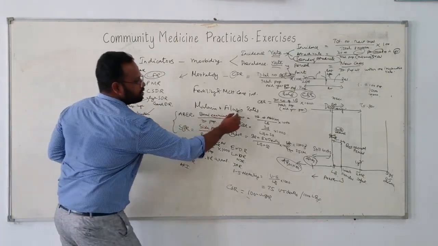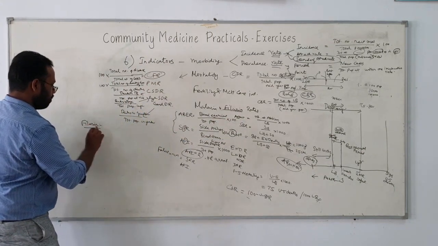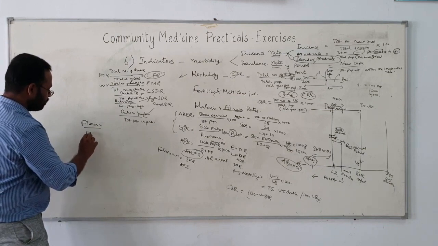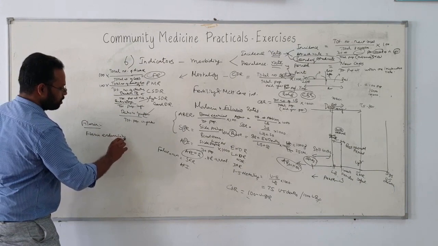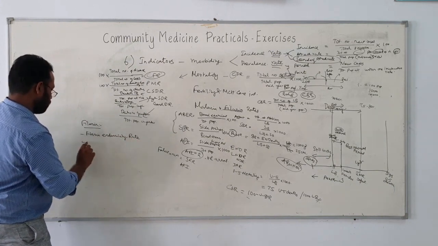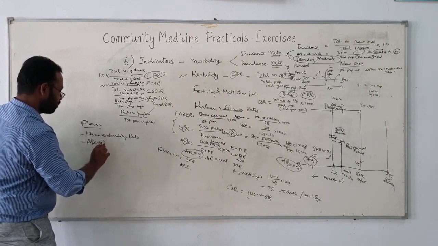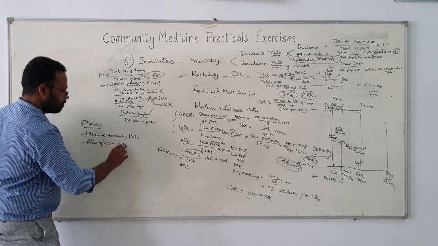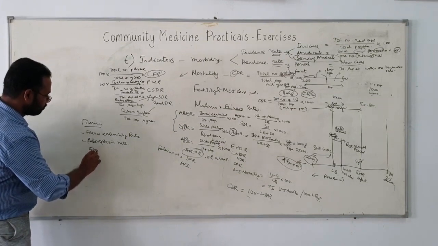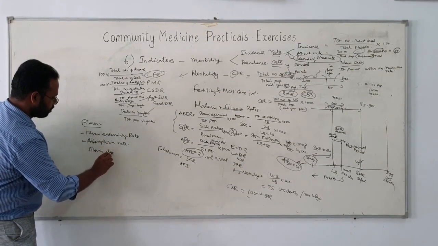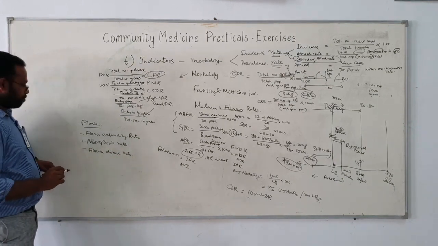Now one more which is left out is filariae. We have filaria endemicity rate, then filaria microfilaria rate, and the last one, filaria disease rate. So these three are the important ones.